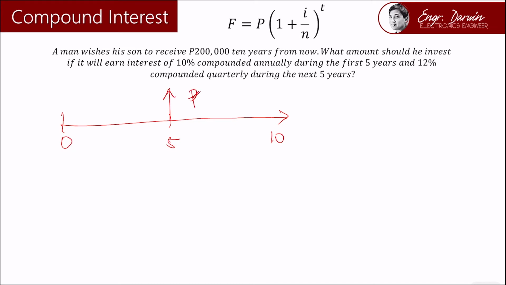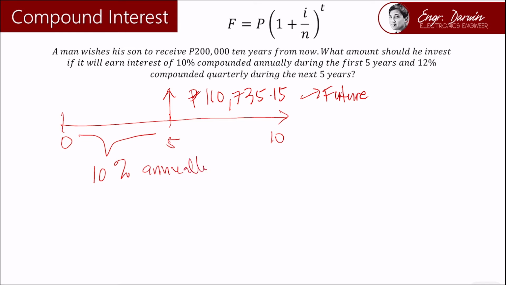We have here 110,735 and 15 cents. But for this time, this is your future amount because this is exposed to a compounding interest of 10% annually. Okay, so let's find our principal amount using the same step that we had earlier.